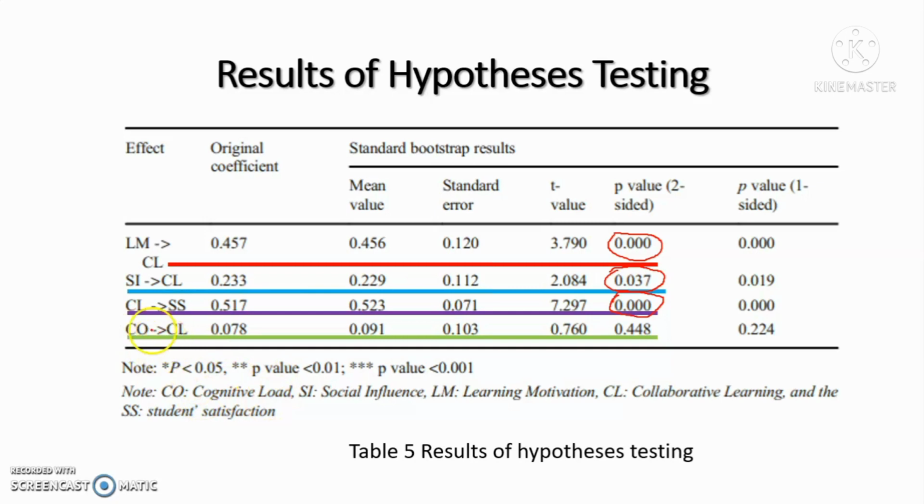Now let's see hypothesis 1. Cognitive load negatively influences collaborative learning. Now let's find out the P value. This is the P value. 0.44 is bigger than 0.05. So it means this hypothesis, which is hypothesis 1, is rejected.